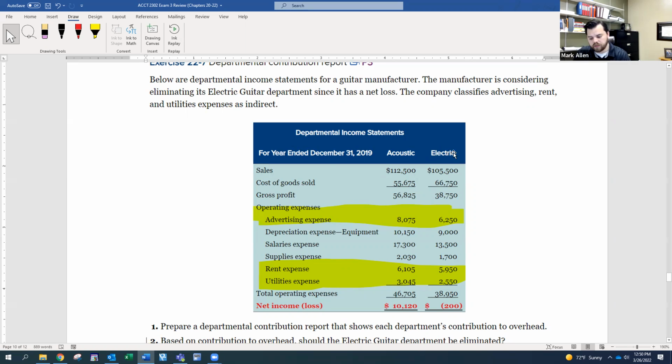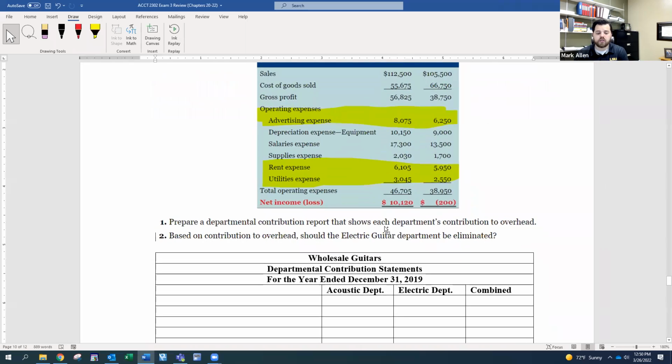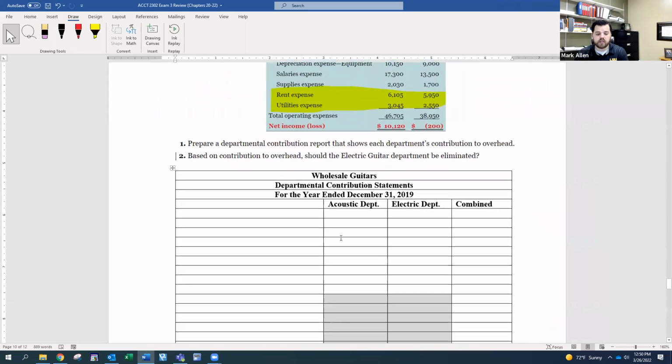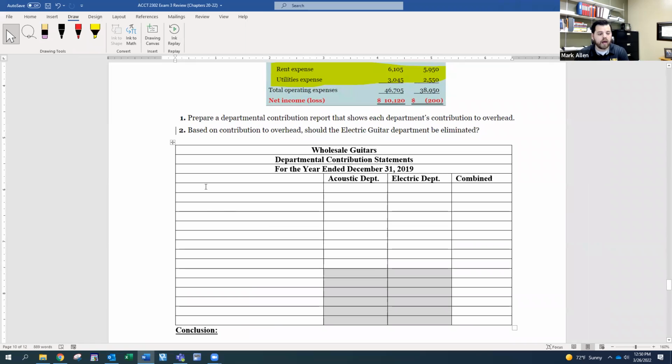That's the importance here. Now, we're going to go ahead and start to prepare my departmental contribution statement. What this is going to look like is an absorption costing income statement. Very similar. Sales minus variable costs. Is that right? Would that be right for an absorption costing income statement? Sales minus variable costs equals contribution margin. Is that right? I don't know if that's right.